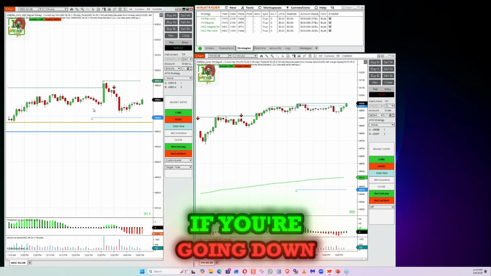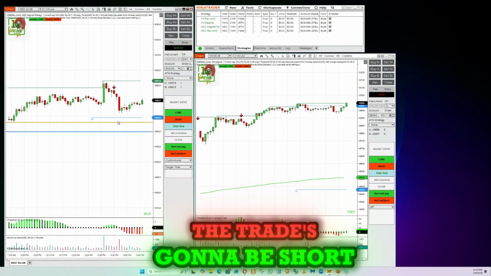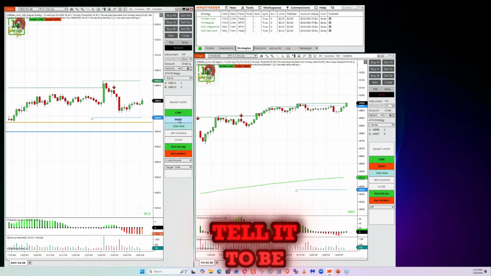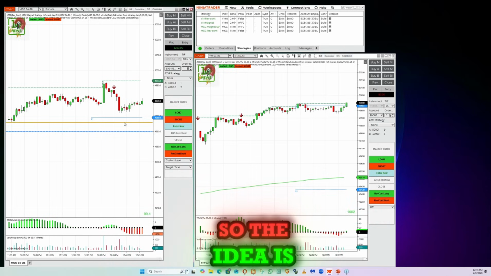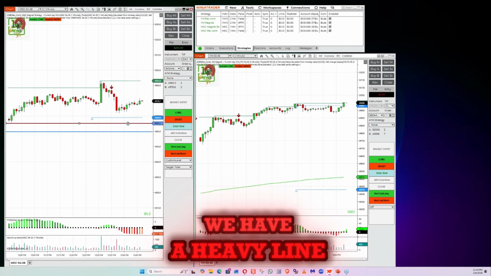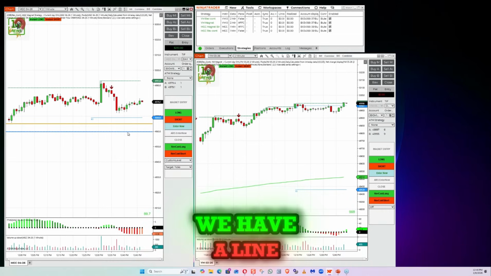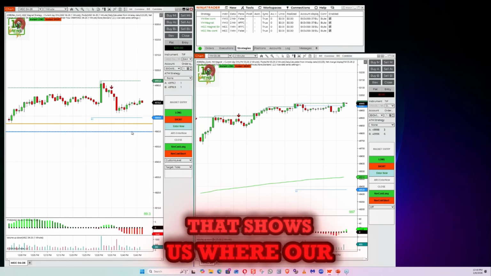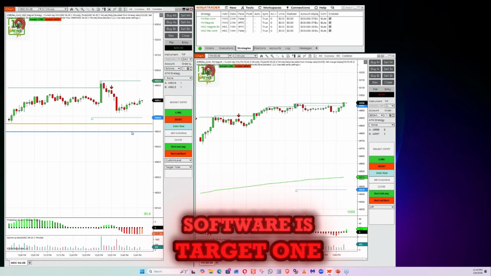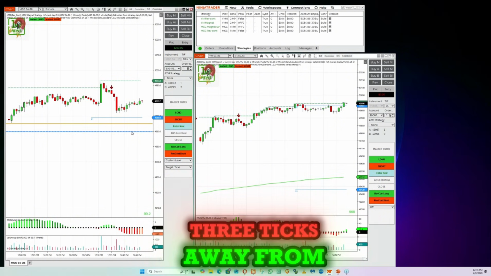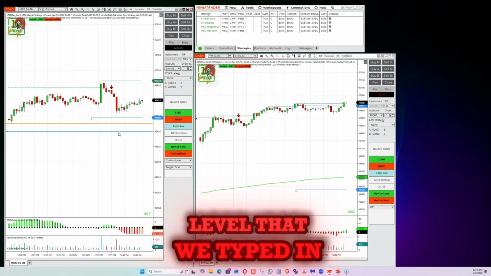49.60. If you're going down in price, the trade's going to be short, but you could also tell it to be short on the control panel. So the idea is we have a heavy line. The heavy line is our entry. We have a line that shows us where our exit is, and built into the software is target 1, 3 ticks away from our magnet. The magnet is the level that we typed in.